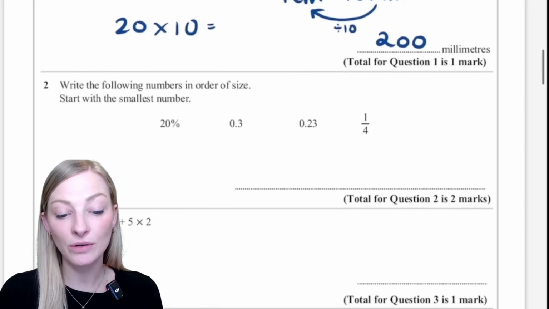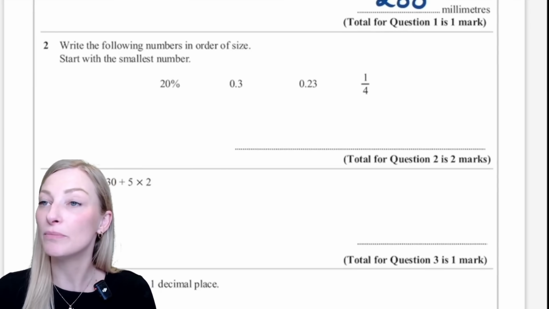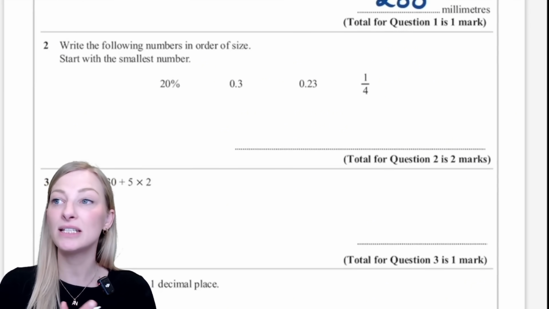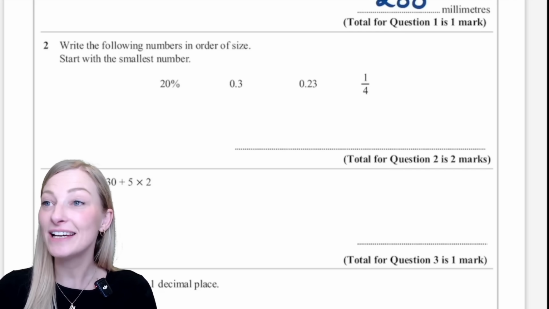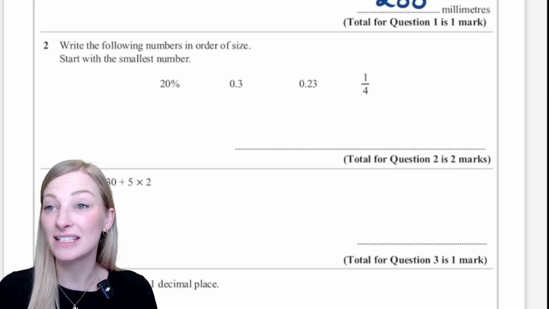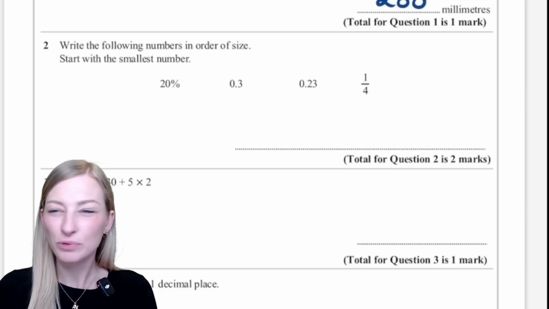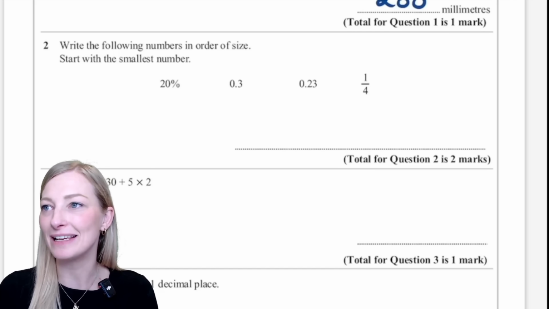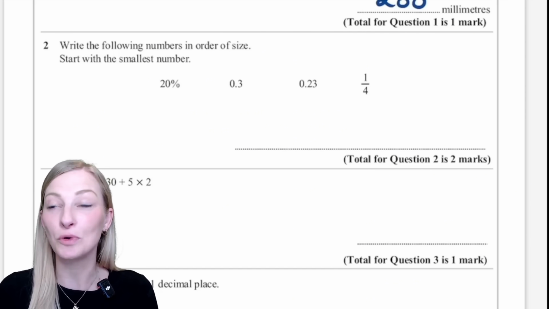For question number 2, write the following numbers in order of size. Start with the smallest number. So here we have percentages, decimals and fractions. And this question is going to be a lot easier if we can convert them to be the same format. So all as percentages or all as decimals, probably not all as fractions because that might be a little bit confusing if the denominators are different. So let's go here with decimals or percentages.